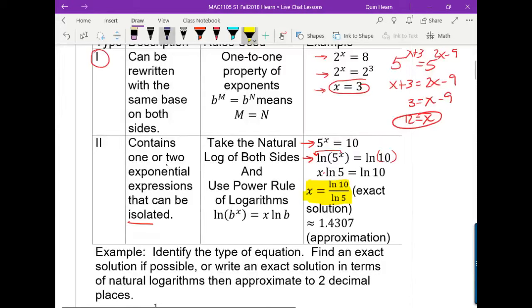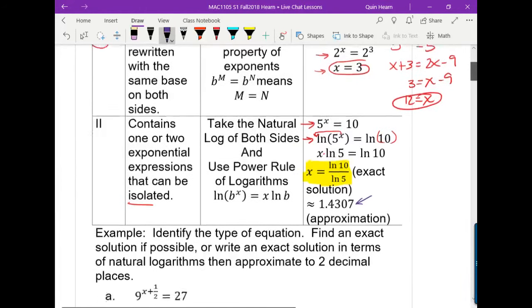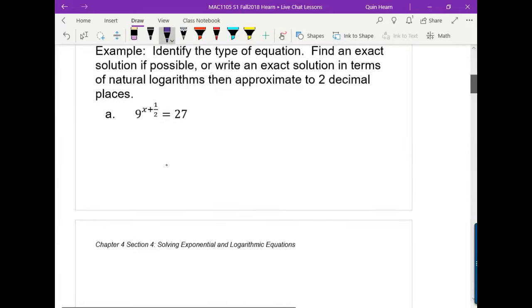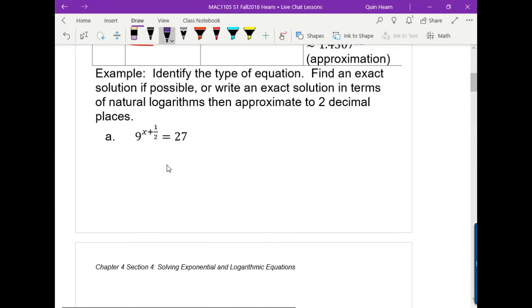Now, if you happen to want an approximation of what natural log of 10 over natural log of 5 actually is, you can find that on your calculator. Divide the natural log of 10 by the natural log of 5, and you should get 1.4307 if you go out to 4 decimal places. Okay, so let's try and apply these two ideas. As we look at these equations, we want to decide, is this a scenario where we can write both sides with the same base or not, in which case we're going to just take the natural log of both sides. So let's start with part A.